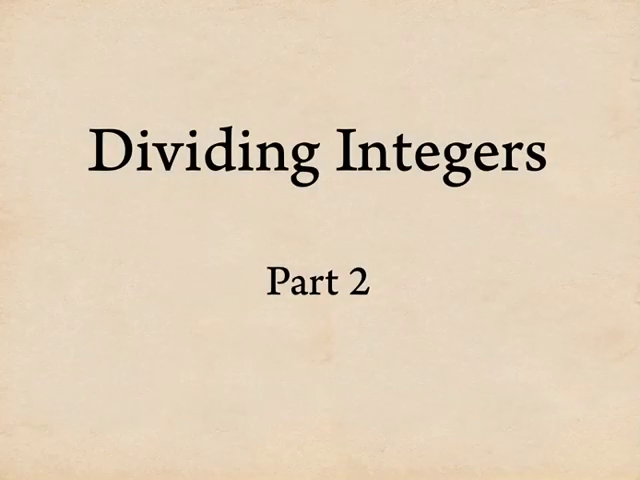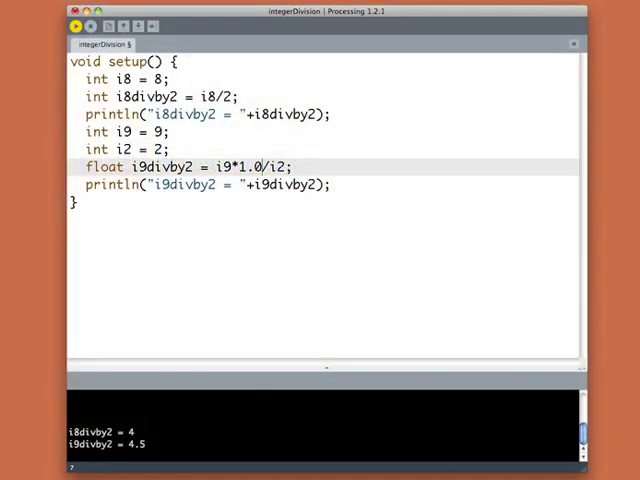In part 1, we saw that when we divide two integers, Processing throws away any fraction in the result and gives us back another integer, even if we save the result in a float. One way to tell Processing to keep the floating point result is to include a float in the calculation. So in this little program, in the next to last line, I inserted a multiplication by 1.0.